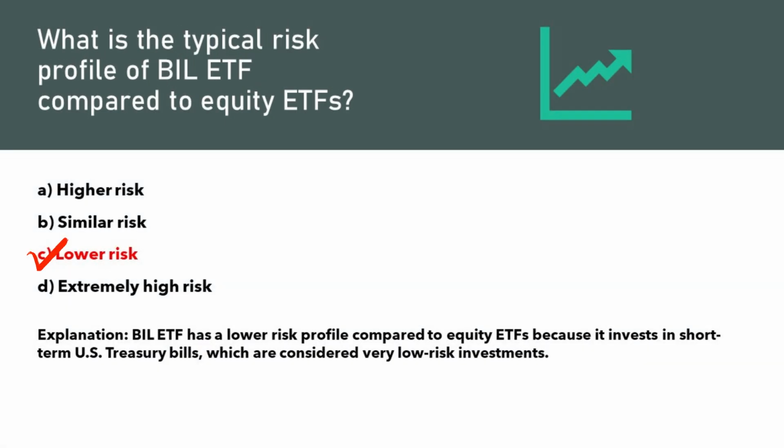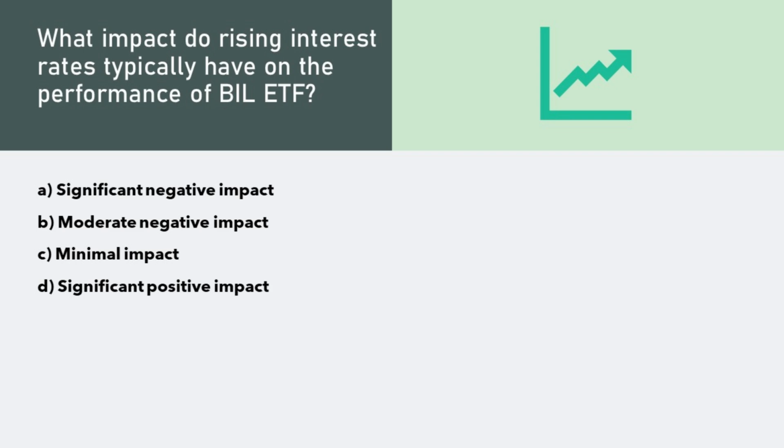Answer: C. Lower risk. Explanation: BIL ETF has a lower risk profile compared to equity ETFs because it invests in short-term U.S. Treasury bills, which are considered very low-risk investments. What impact do rising interest rates typically have on the performance of BIL ETF?